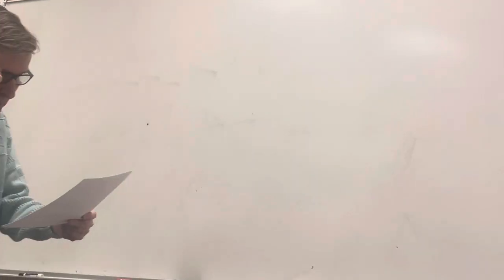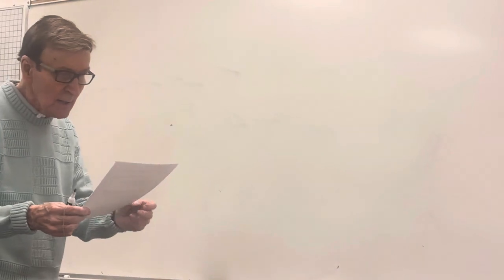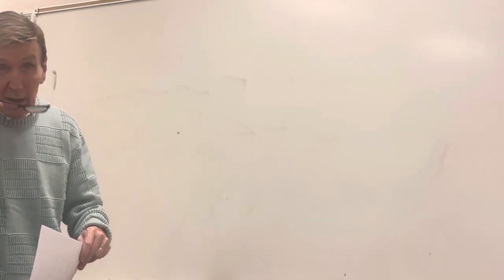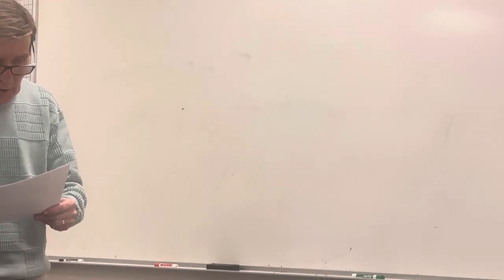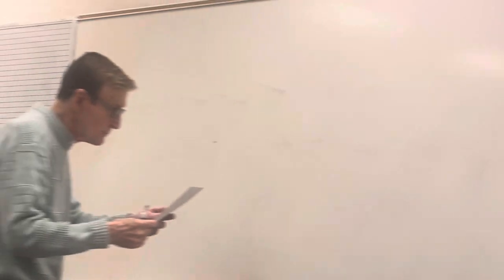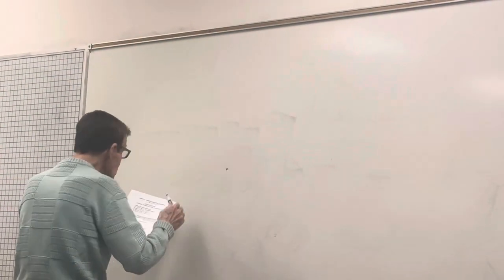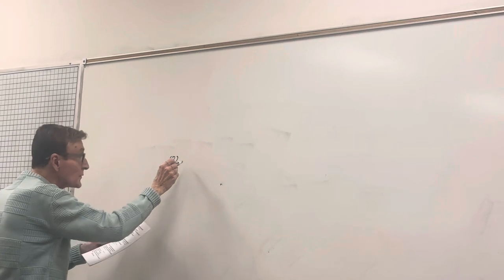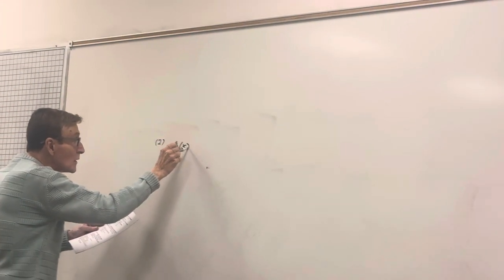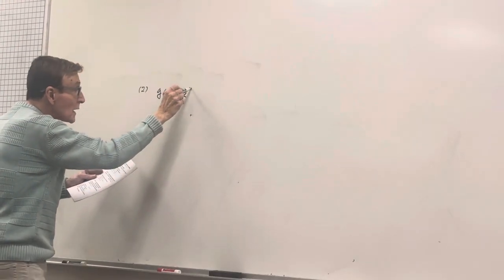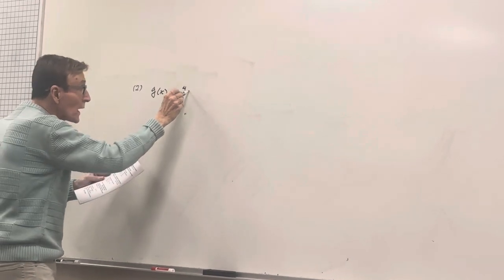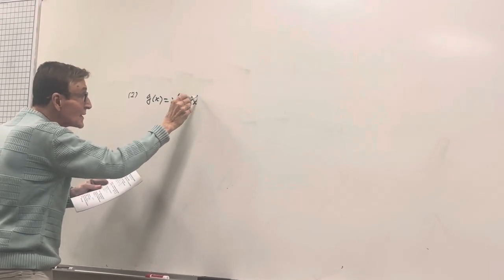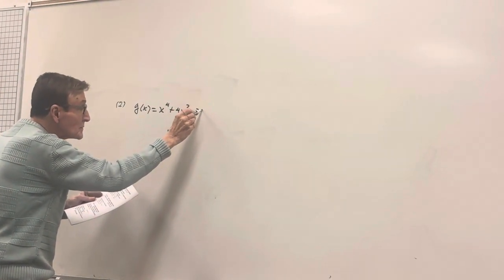Now we'll see completion of the square. So completion of the square, quadratic formula, factor. The first one says complete the square. We should definitely know how to complete the square by now, so we'll skip that one. Number 2, it says please solve this one. x to the 4th, we'll call it g of x: x to the 4th plus 4x squared, subtract 32.